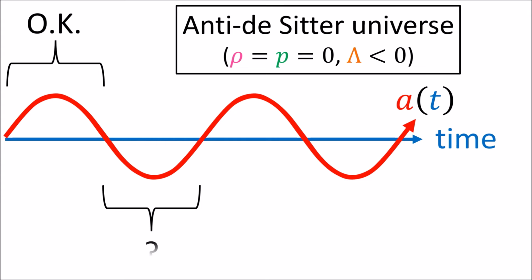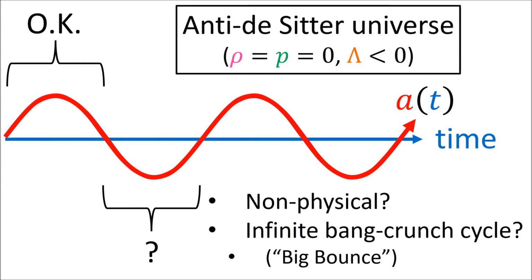But when we reach a negative scale factor, the interpretation is less clear. It could mean that the solution is not physical, or it could mean that the universe will continue in an infinite cycle of big bangs and big crunches. But I'm not going to speculate about this here.